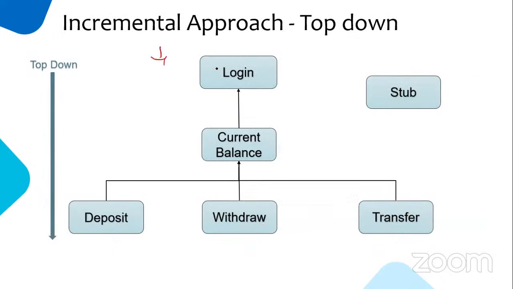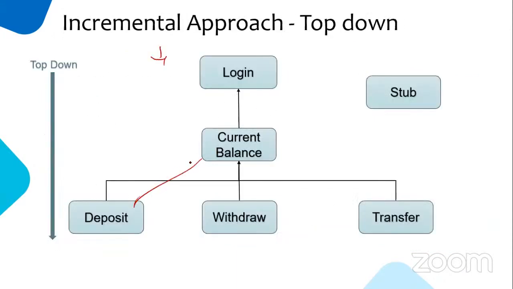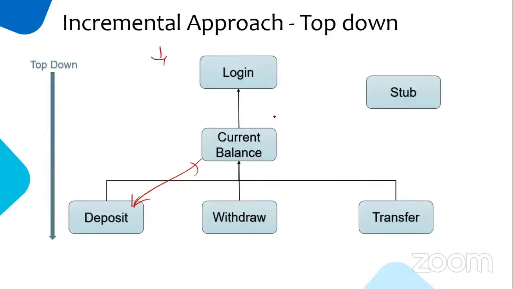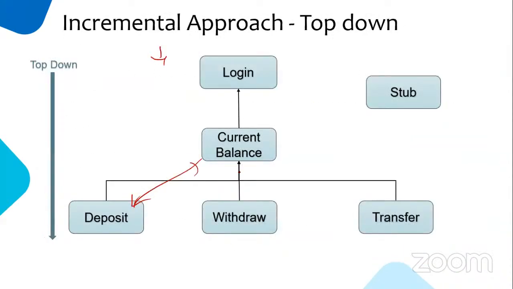We are testing from the top, so it is easy to localize the error. This is important. We can obtain an early prototype. If you look at bottom-up, we are seeing only deposit and current balance, not the entire prototype. But when you implement the stub concept in top-down, you see the entire application. Withdrawal may not work, transfer may not work, but dummy things are created.